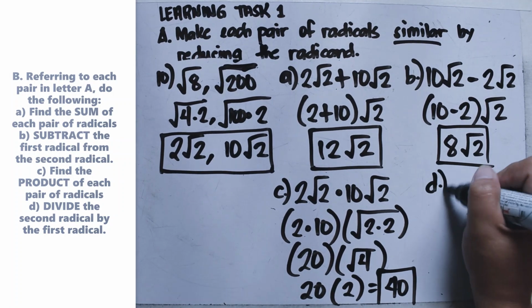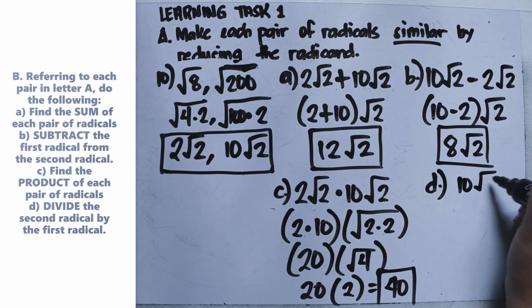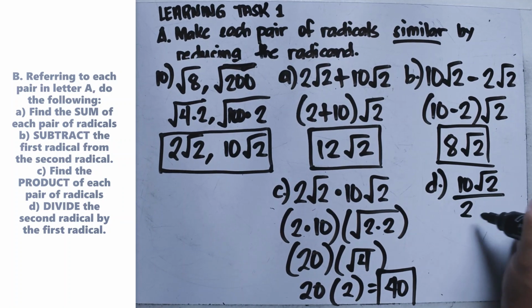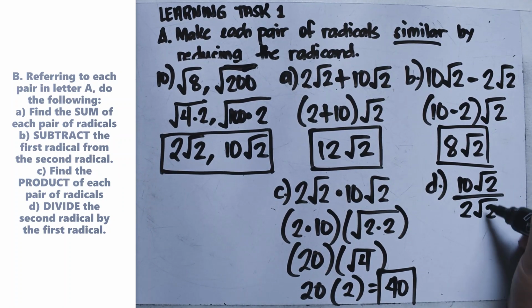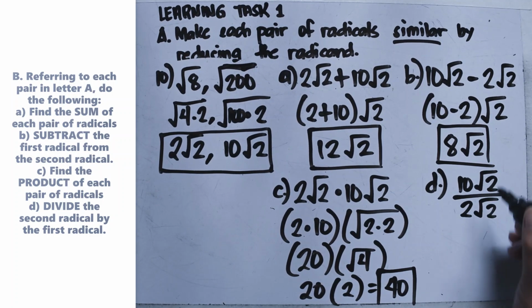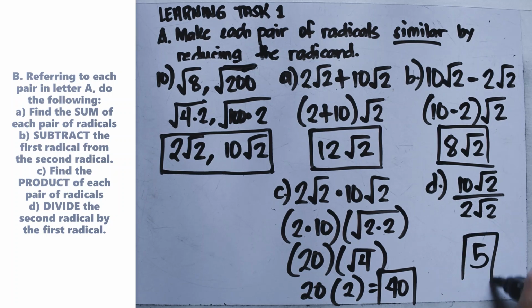So, last na, kay letter D na tayo. Find the quotient. So, we have 10 square root of 2 all over 2 square root of 2. Syempre, cancel ito. Dahil square root of 2 divided by square root of 2 is just 1. Cancel. So, 10 divided by 2 is 5.